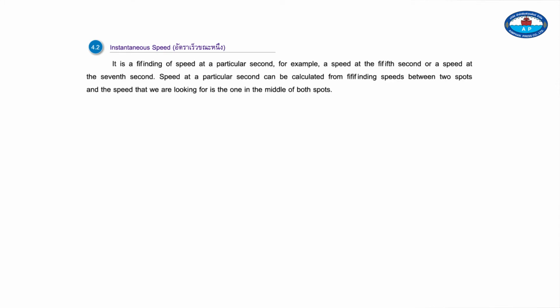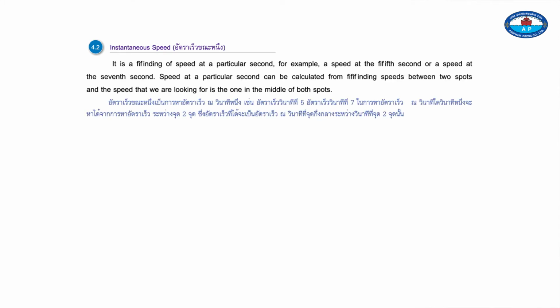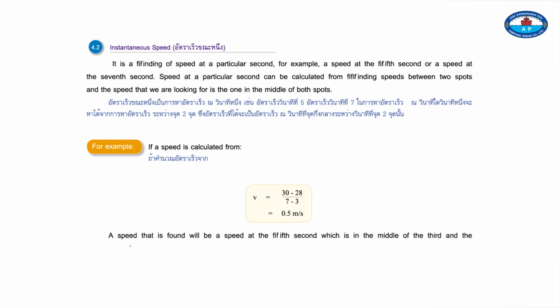4.2. Instantaneous speed. This is the finding of speed at a particular second. For example, a speed at the 5th second or a speed at the 7th second. Speed at a particular second can be calculated from finding speeds between two spots, and the speed that we are looking for is the one between the two spots. For example, a speed that is found will be a speed at the 5th second, which is in the middle of the 3rd and the 7th seconds.